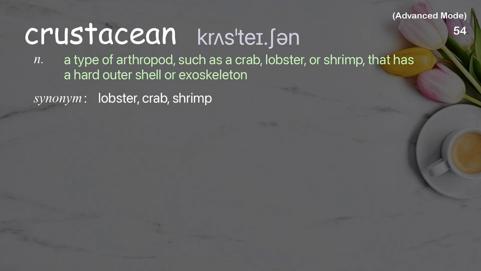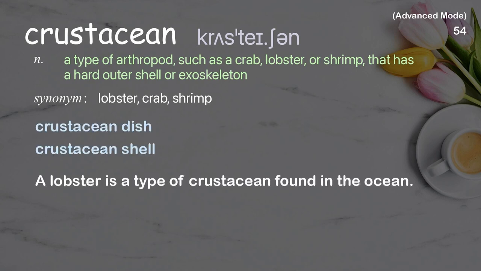Crustacean. A type of arthropod, such as a crab, lobster, or shrimp, that has a hard outer shell or exoskeleton. Examples: crustacean dish. Crustacean shell. A lobster is a type of crustacean found in the ocean.